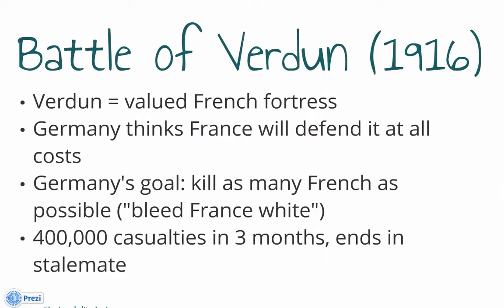Now, when we talk about the Battle of Verdun in 1916, Verdun is a valued French fortress during this time, okay? And you have to understand that Germany thinks France will defend it at all costs, okay? And what's going to happen is that Germany's going to have a goal to kill as many French as possible. They want to bleed France white, okay? And when we talk about the Battle of Verdun, there will be 400,000 casualties in just 3 months, okay? And it ends with a stalemate.